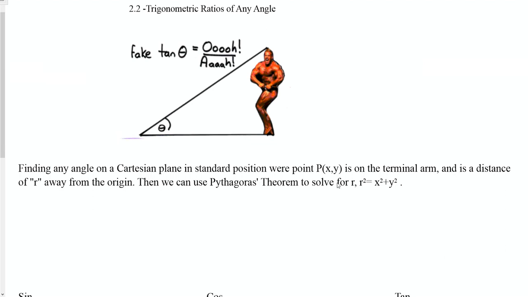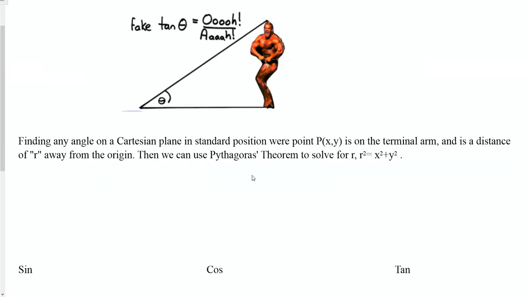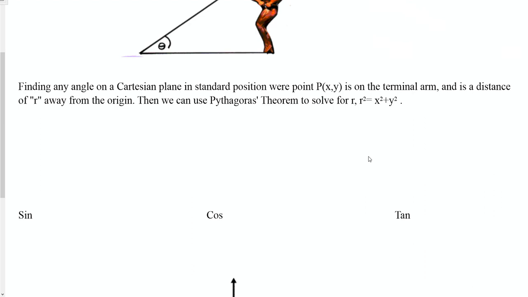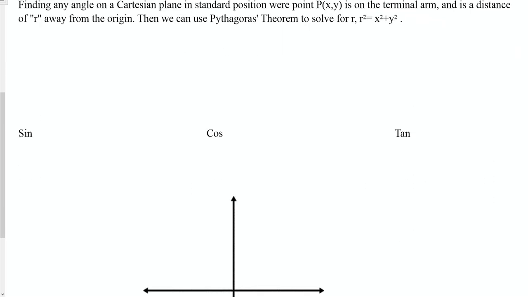So to get started here, to find any angle on a Cartesian plane in standard position, we have point P, and that's given with the coordinates x and y. It's on the terminal arm. What we can do is determine the distance that point is from the origin, and then we can use Pythagoras' theorem to solve for side r. Okay, so that might be a little confusing at first, so let me break it down for you guys. If you have some point on your Cartesian plane, let's say it's here.